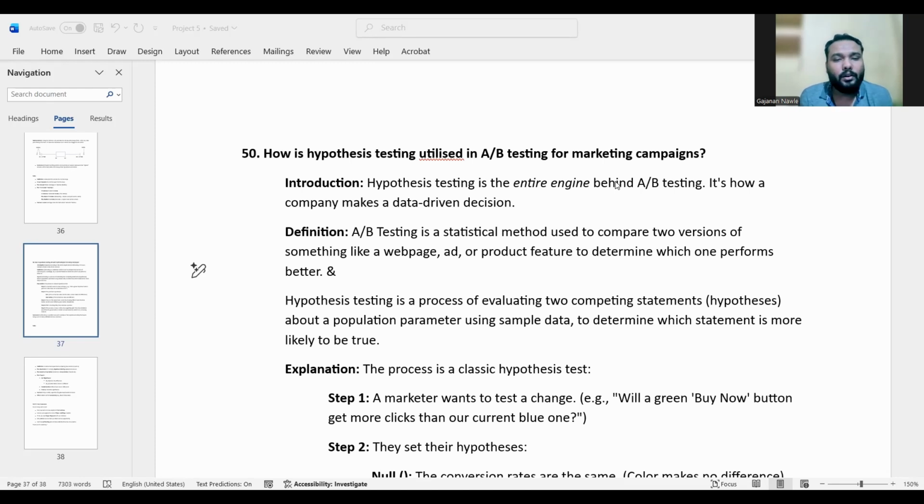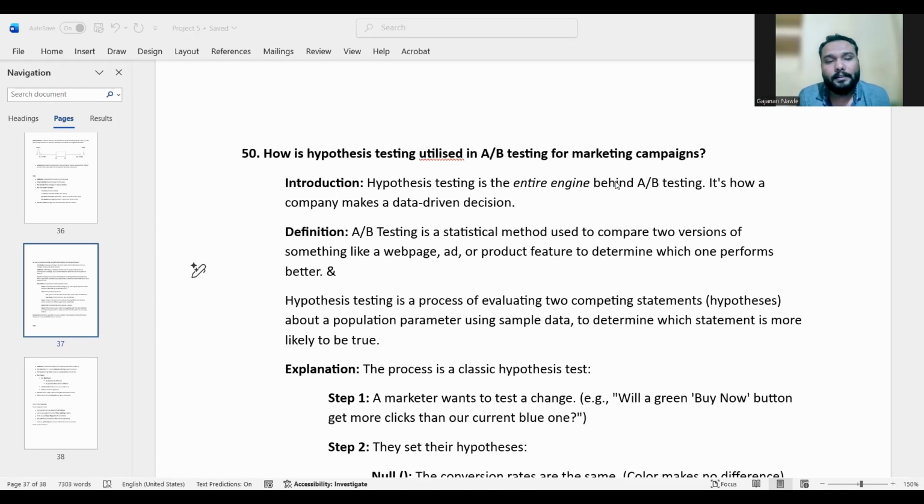Imagine we work for an online store, and currently our add to cart button is blue. Our designer thinks a green button will stand out more and get more clicks. Now we can test it. For testing, step one is setup. First we set our null hypothesis, that the color of the button makes no difference in the click rate. Then we set the alternative hypothesis, which is that the green button has a different click rate.